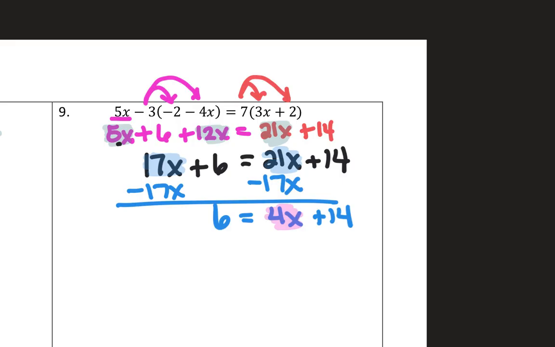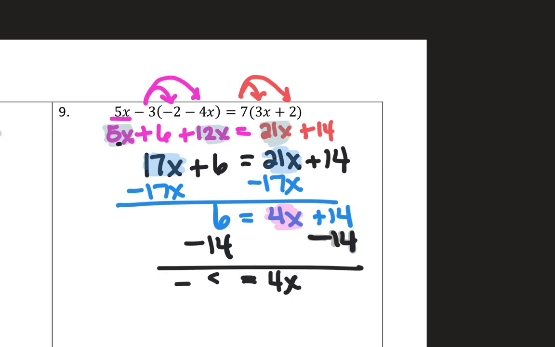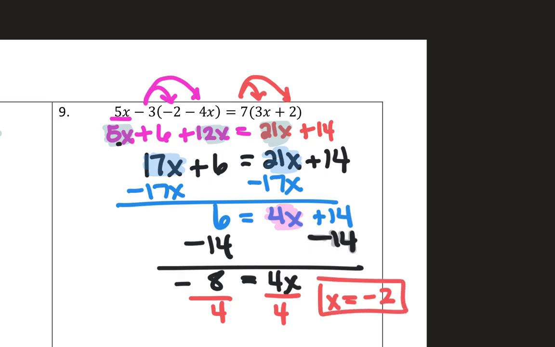So what do we move over? The 14, good. The opposite of adding is subtracting. So let's minus 14 on both sides. 4x equals negative 8. Our last step is to divide, and you divide by the number next to the x. X equals negative 2. All right, and when you're ready, we'll do the last 3. And for you, these are going to be on the back side.